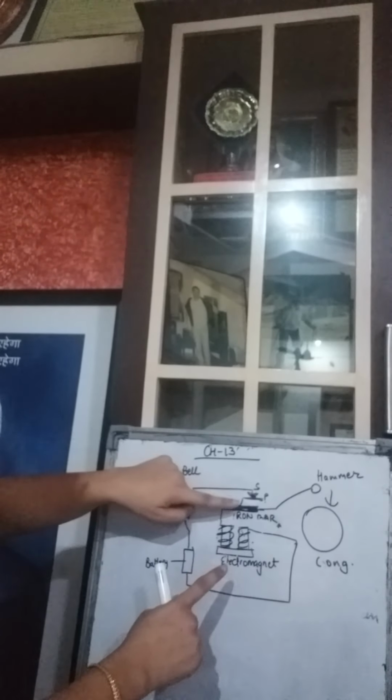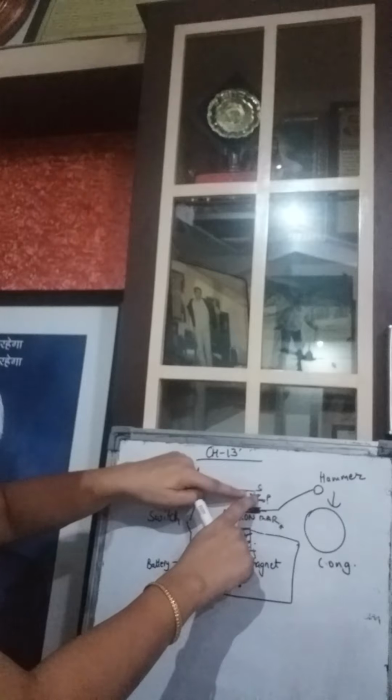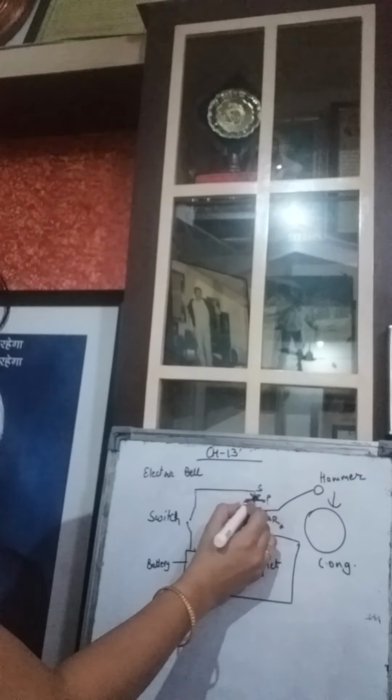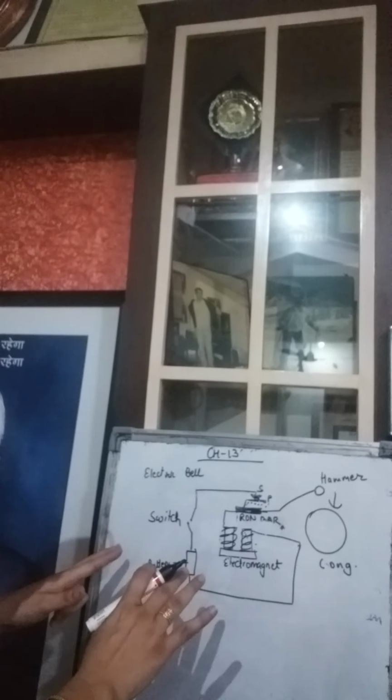Right now they are both attached to each other, but when the current flows, it behaves like a magnet. It pulls this iron bar towards it. With this iron bar, the hammer also comes down and hits the gong, and this iron plate also comes down. When it comes down, it loses its contact with S, so there is a breakage of the circuit here. There will be a space between these two, so the circuit will get broken. In an open circuit, the current doesn't flow.